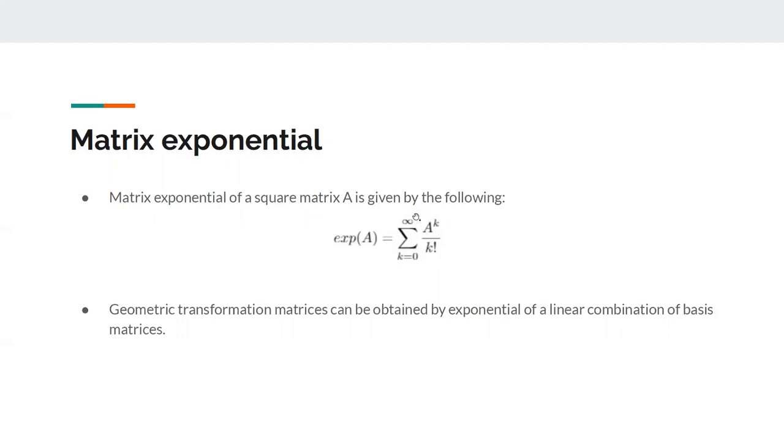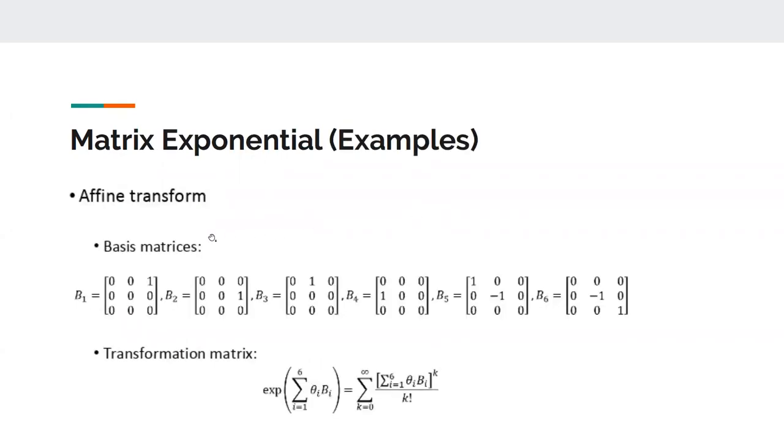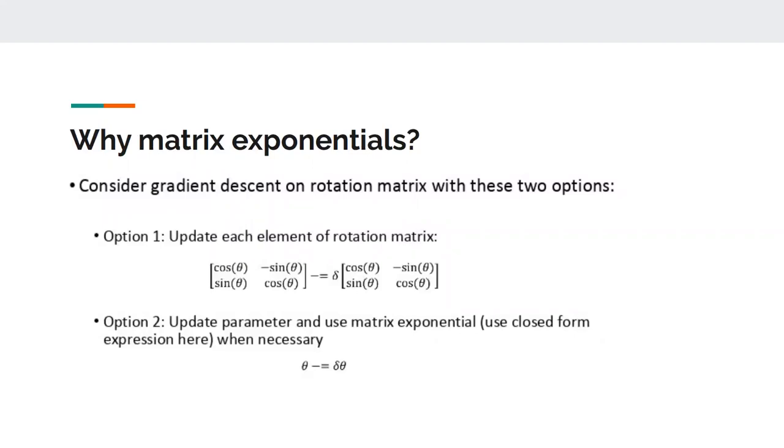Every geometric transformation matrix can actually be expressed as a matrix exponential of a linear combination of basis matrices. For example, if you wanted to do an affine transform, you would have these six basis matrices which remain the same, and you would have a scalar associated with each of these, which are actually your transformation parameters. So you apply the matrix exponential expression to all your parameters and obtain the final transformation matrix. So the benefit to doing that is demonstrated by this example.